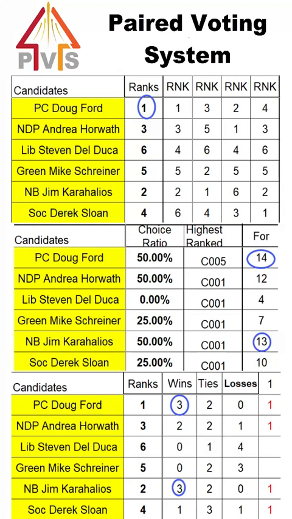In a one-on-one choice pair result, Ford and Karahalios are tied at 2 fours each. This created a choice ratio of 50%. This was an interesting result, but not determinative to the final outcome.